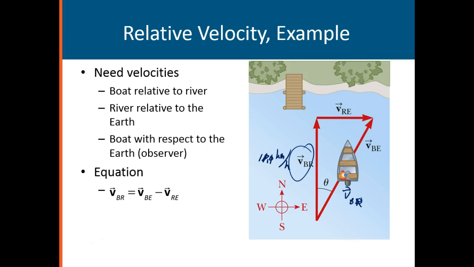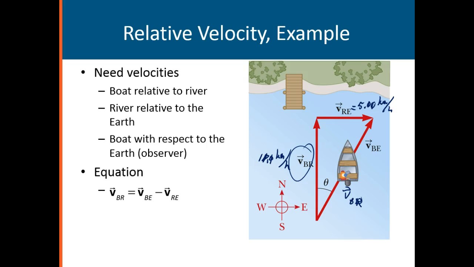The river has a uniform velocity of 5 kilometers per hour due east. So that's the velocity of the river relative to the Earth, and that's 5.00 kilometers per hour. To me that sounds like a pretty fast current. I wouldn't want to jump in there swimming too much.